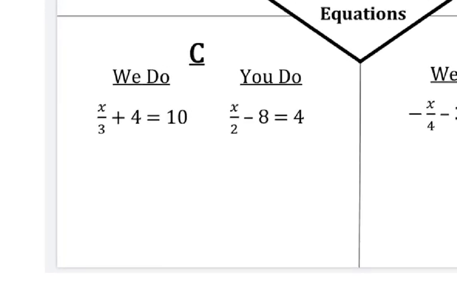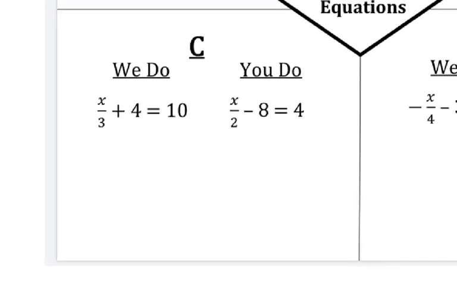Okay, when you're ready, you can press pause and play throughout these videos if you need to. So in part C, we're doing the same idea. It's still a two-step equation. We still have an equal sign, which makes it an equation. And we have a letter that wants to be by itself. So our goal is to remove everything else to get this letter x by itself.